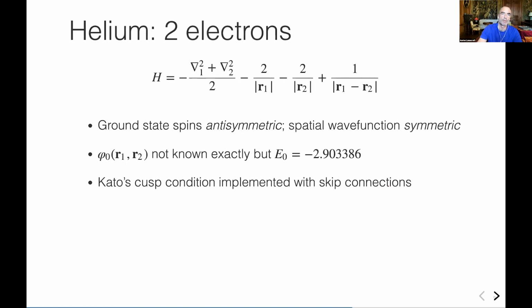So just to give a quick example, this is the Hamiltonian for the two-electron atom helium, where we don't know the wave function exactly, but we have a very good approximate value.